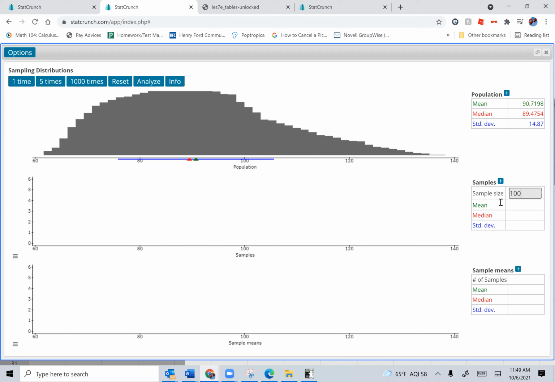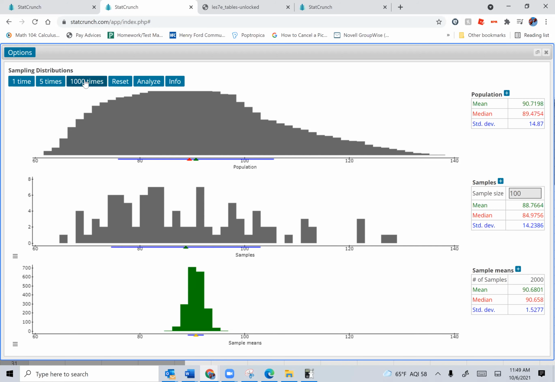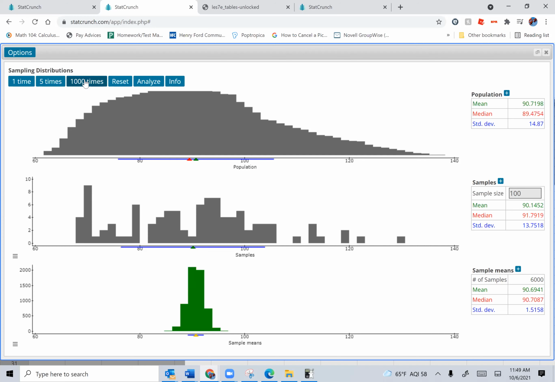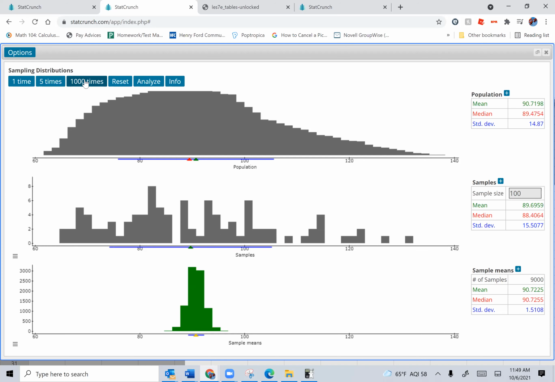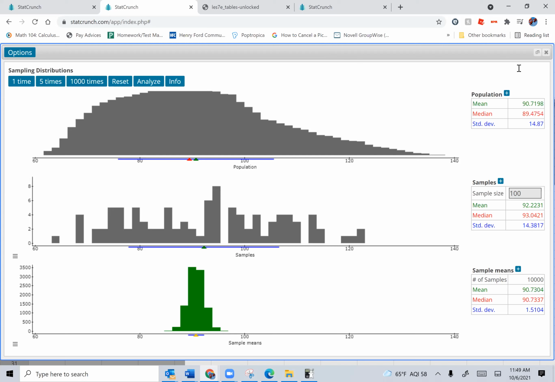What happens when I draw large samples, and will the new sample means look bell-shaped or not? Watch, guys, they should. I'm going to do 10,000 samples. Okay, watch, guys. The original mean of the population was 90.72. Look, this is 90.73, which is pretty much the same.